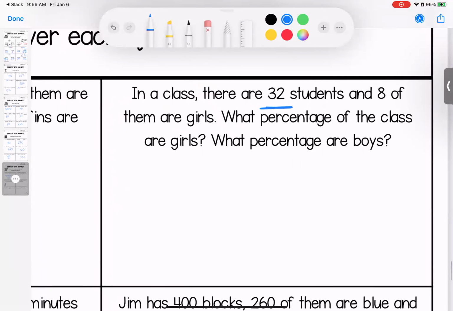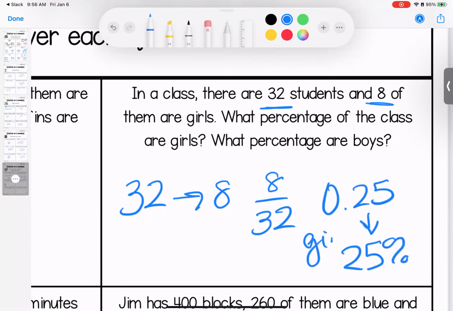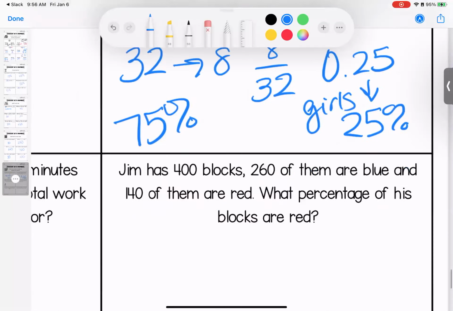Over here, we have a class of 32 students, and 8 of them are girls. What percentage of the class is girls, and what percentage is boys? So 32 students, and 8 of them are girls. That means that 8 out of 32 are girls. So we need to figure out, what does that look like as a percent? Well, first of all, we're going to divide 8 by 32, and we get 25 hundredths. That means that 25% of the class is girls. If 25% of the class is girls, then that means that 75% of the class is boys.